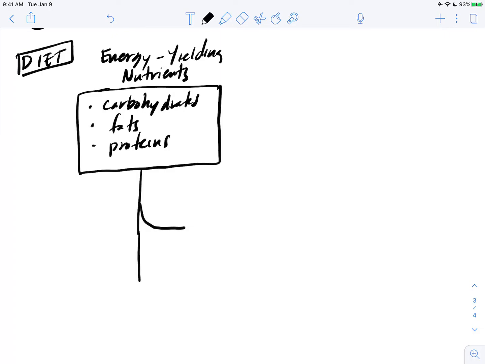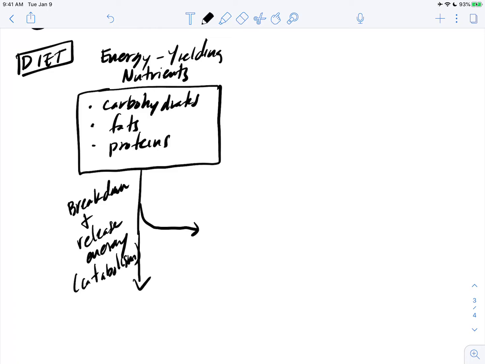into two components. So we can break these down and we can release energy. So we call this catabolism. And so we're going to get two things. The first thing is we're going to get chemical energy, so energy that came from a chemical process.